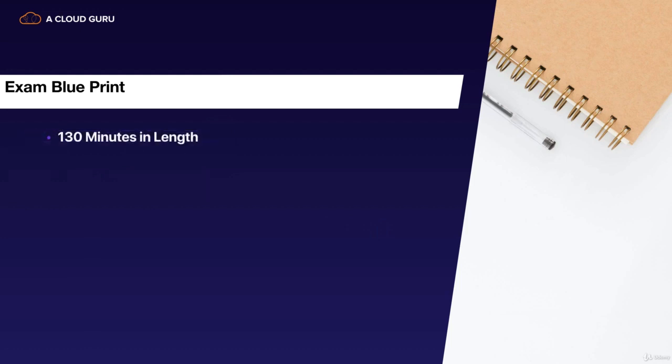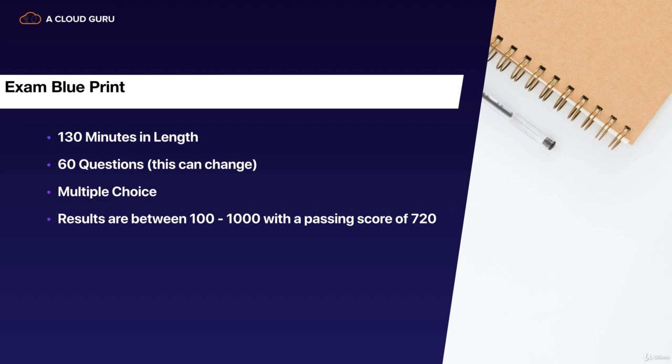So the exams are 130 minutes in length. You're going to have about 60 questions. Sometimes this can change, but hopefully it will never be more than 60. And they're all going to be multiple choice. Sometimes you have to choose one answer, sometimes you have to choose two. It'll tell you in the question how many you have to choose. And your results are always going to be between 100 to 1000, and your pass mark is 720. So you need to get roughly about 70% in order to pass the exam. So always aim for 70%.